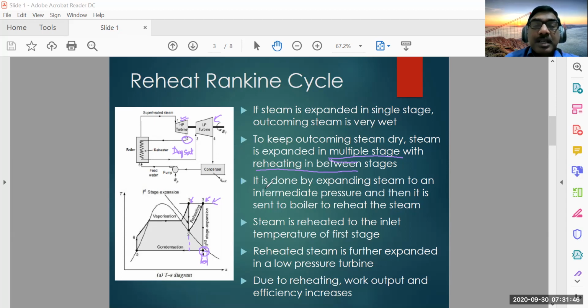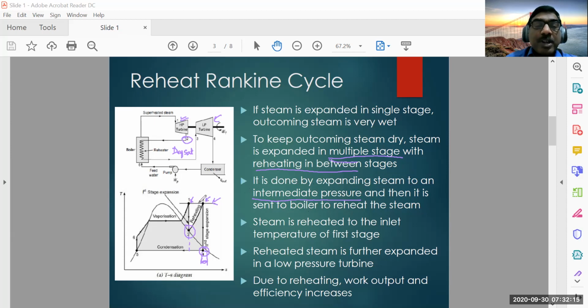So you can see here it is done by expanding steam to an intermediate pressure. This is the intermediate pressure, some pressure in between. And then it is sent to the boiler to reheat the steam again. Some intermediate pressure means the pressure corresponding to point 2. Whatever pressure corresponds to point 2, that is the intermediate pressure. The steam is getting expanded, and then it will be reheated from there.